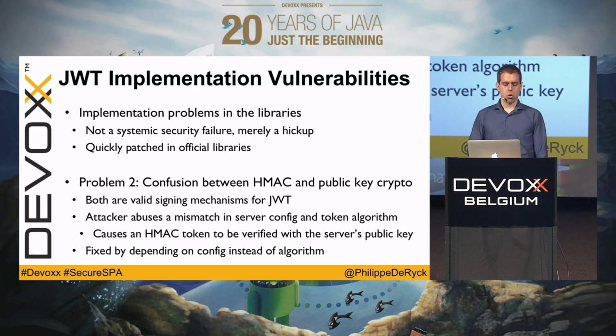Second problem is a bit more complicated, so I'm not going into detail here. Essentially, it allowed an attacker to abuse a confusion between HMACs and public key crypto. This is a lot of details on how cryptography works. Essentially, it also allowed an attacker to abuse public information to sign his own token. And this is also fixed by depending on the server-side configuration instead of the information you get from the client side.